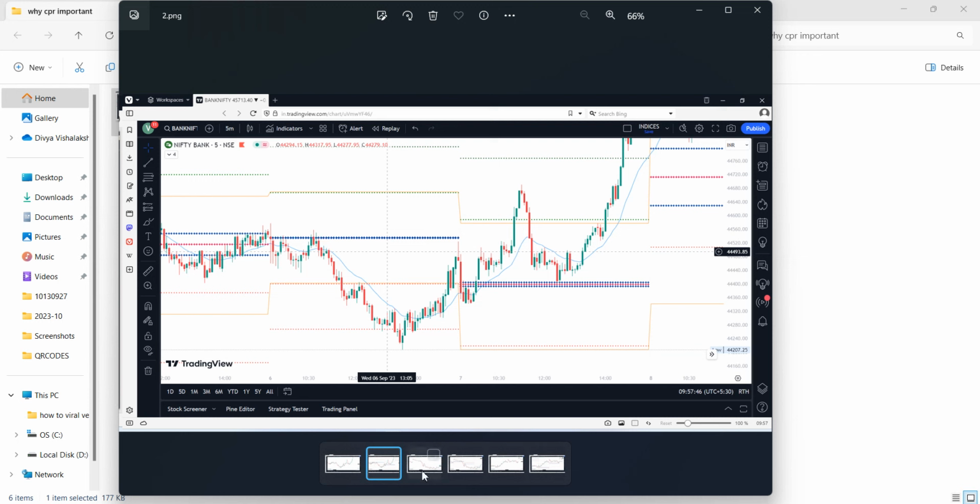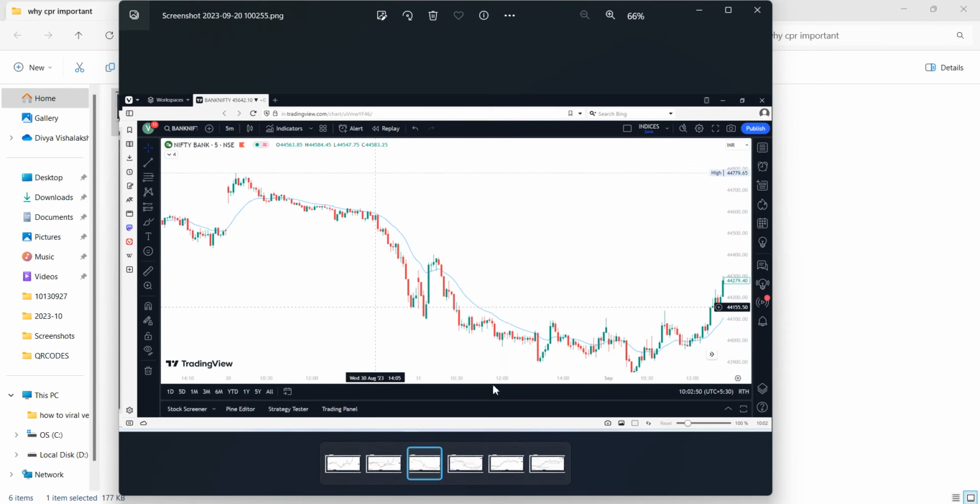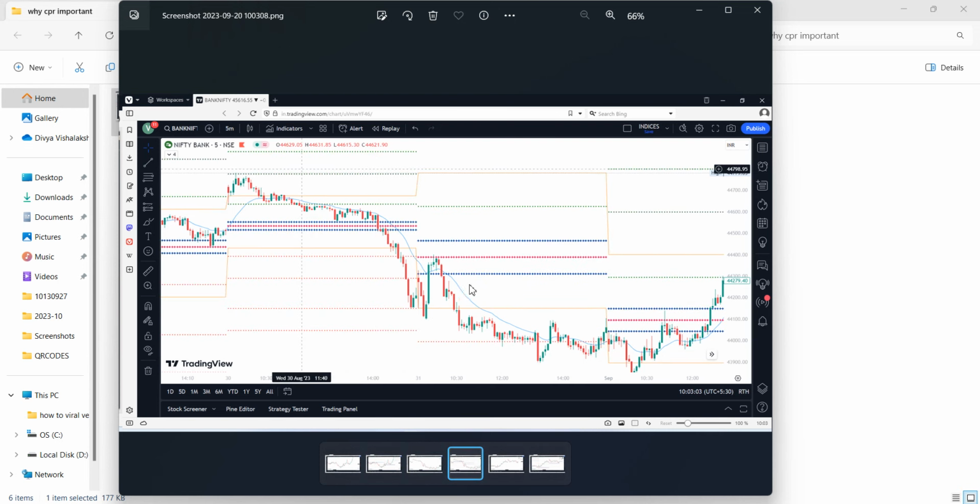Now another example. I'll give you 5 seconds, tell me whether you are able to gauge the entries, exits and stop loss in this. 1, 2, 3, 4 and 5. No, right? Now let's see this with the example of the CPR. See, the price comes till the CPR and made a rejection here. Okay? And made a rejection here.